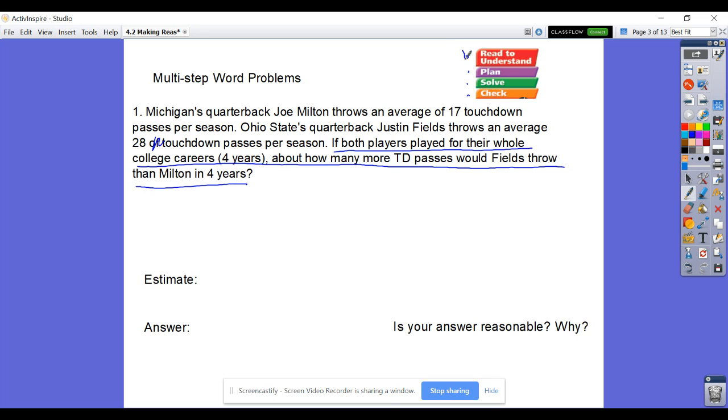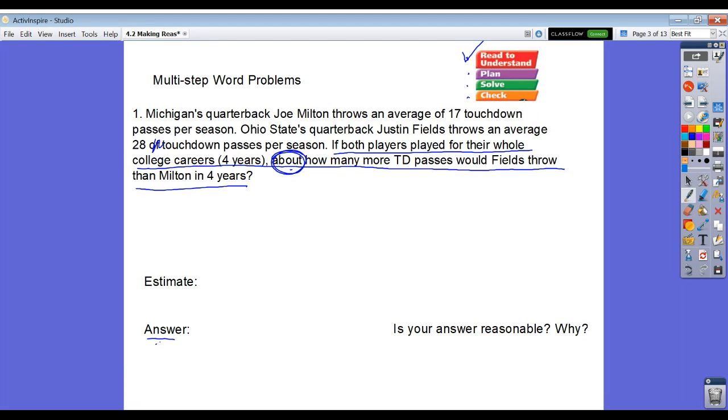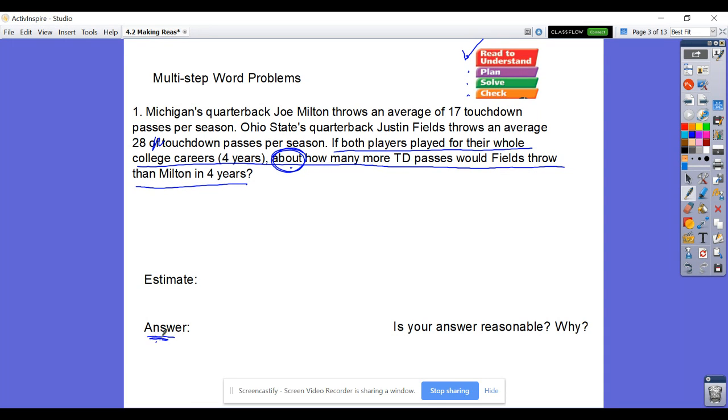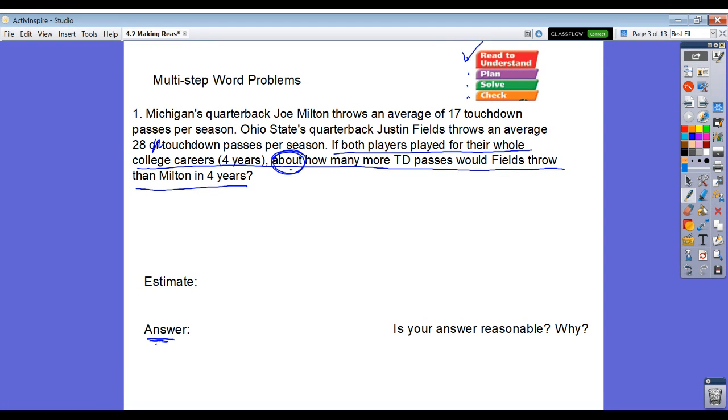So now I've read to understand the problem, but actually I should notice there's a key word here, about. That tells me I am allowed to do an estimate. So now I need a plan. And actually, even though the question says about, down here it does want me to give an exact answer too. You'll see that on your homelink as well. It also asks you for exact answers.